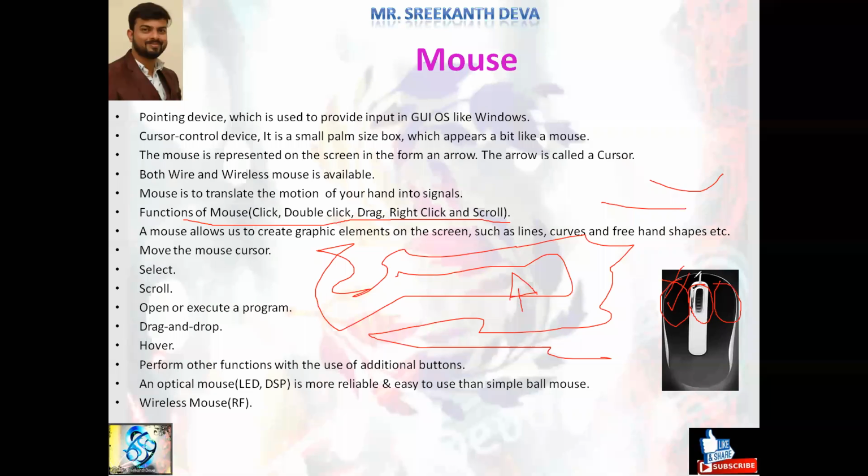Next, scroll. Scrolling is the property of the mouse by which it can scroll the window vertically. A third button called the scrolling button. These are all the various buttons.